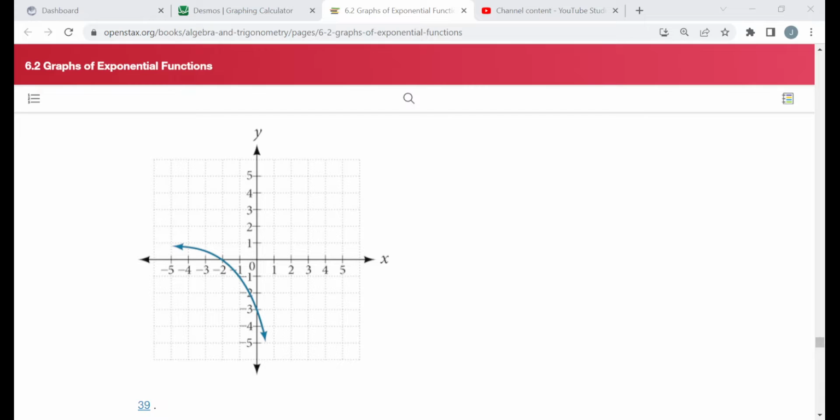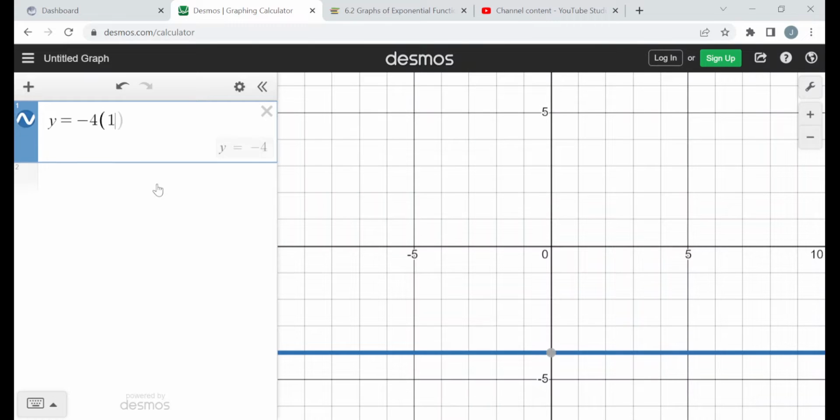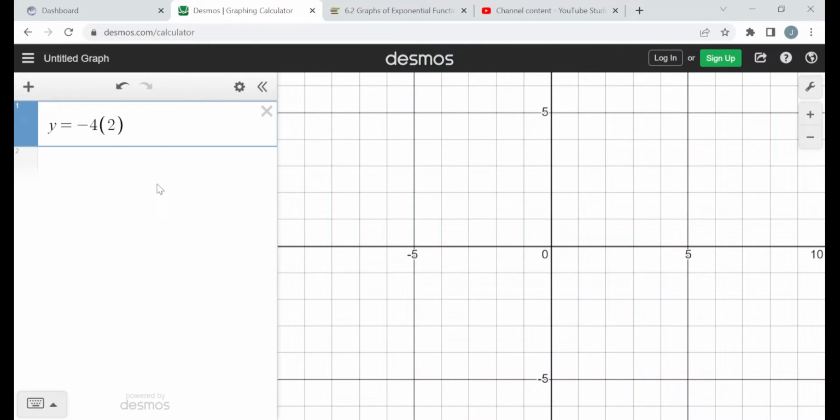Alright, so I'm going to graph up in Desmos the function I ended up with here. Y equals negative 4 times 2 to the x, and then plus 1. And you see there's negative 2, 0. Here's 0, negative 3. And remember, you only need 2 points. You saw this in section 6.1.